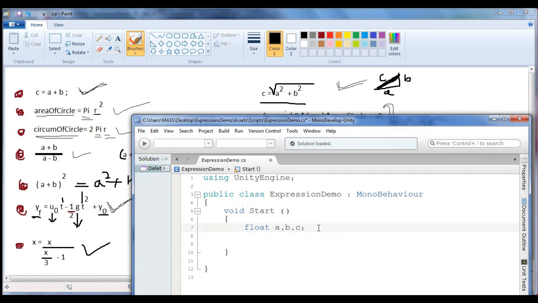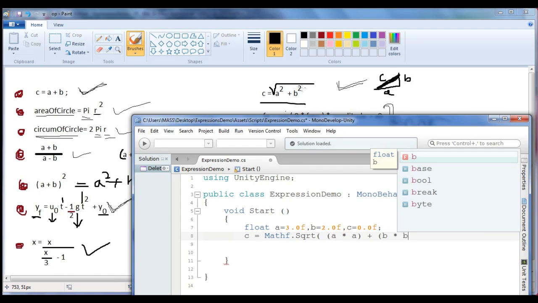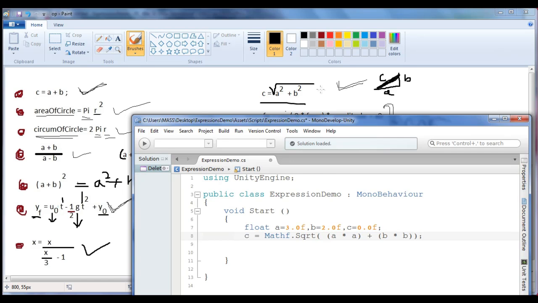Let us take a is equal to 3 and b is equal to 2. Let me write 2.0f and a is equal to 3.0f, and let us see what will be the value of c. Now how do we write it? c is equal to Mathf.Sqrt, a function we have to use, of a square plus b square. If I have to do a square plus b square, I can use a into a plus b into b, like this. This is the formula.